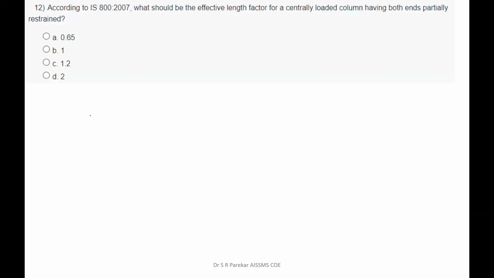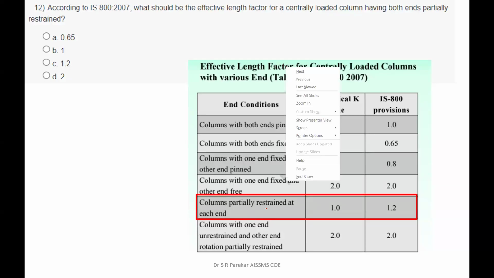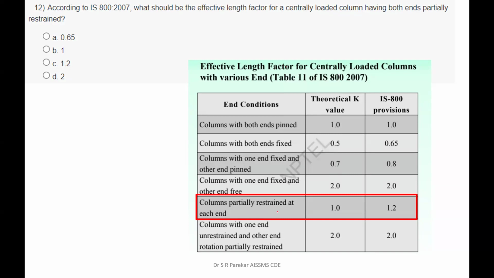Then we have 12. According to IS 800:2007, what should be the effective length factor for a centrally loaded column having both ends partially restrained? So we have both ends. Here you can see columns partially restrained at each end, that means at both ends. And the value, as per the IS 800 provision, we have 1.2. So the option is C, that is 1.2.